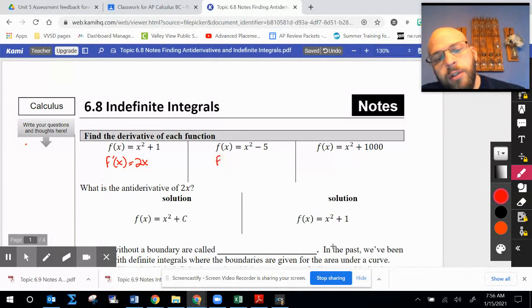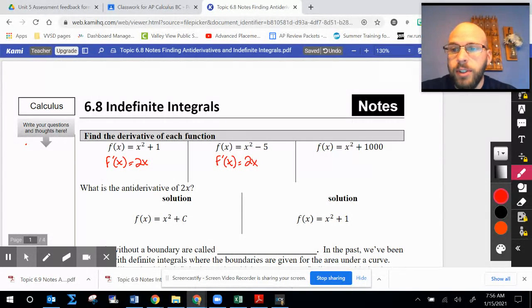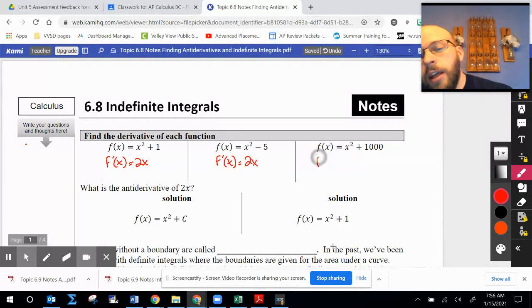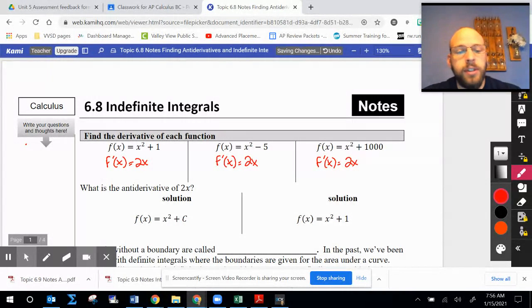For the second one, kind of the same idea. The derivative of x squared is 2x. The derivative of negative 5 is 0. And the derivative of x squared is 2x. The derivative of 1,000 is 0. So here's the idea: if you have a constant added to the end, we know that the derivative of that constant goes to 0.